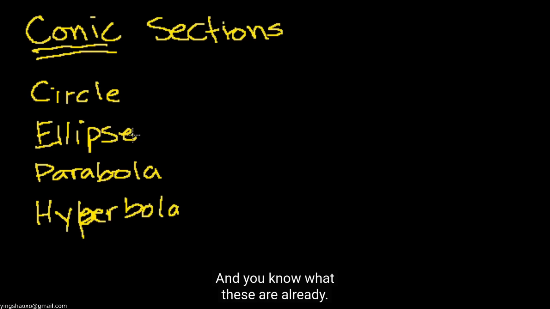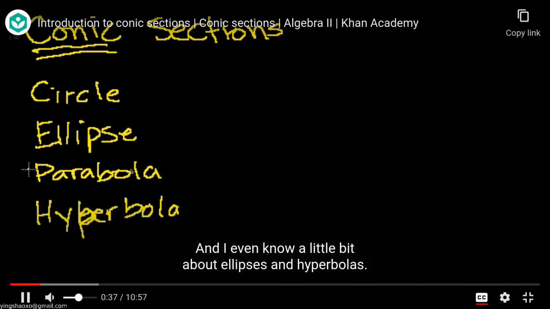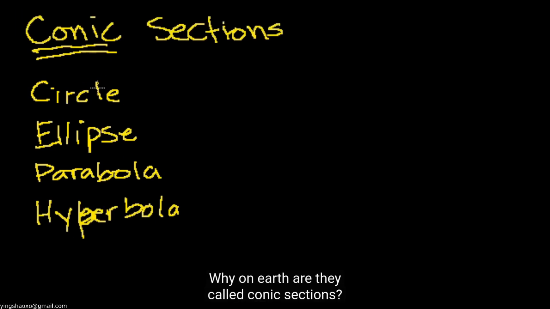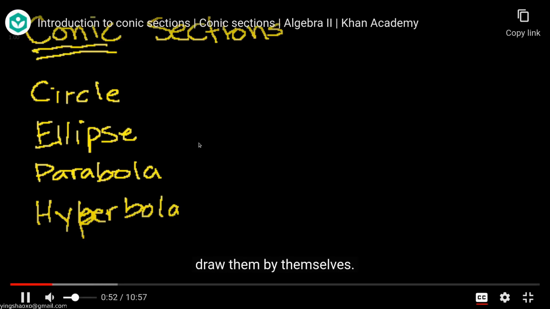And I mean, when I first learned conic sections, I was like, oh, I know what a circle is, I know what a parabola is, and I even know a little bit about ellipses and hyperbolas. Why on earth are they called conic sections? So to put things simply, because they're the intersection of a plane and a cone. And I'll draw that in a second. But just before I do that, it probably makes sense to just draw them by themselves.